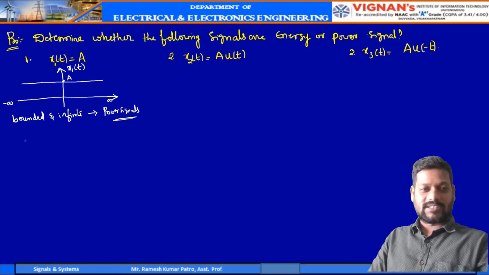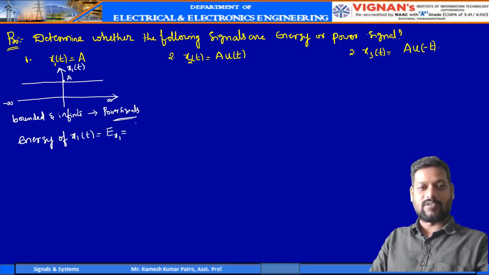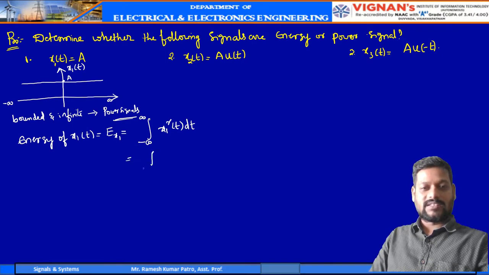We will find the energy of the signal. The energy of x1 of t, I will call it Ex1. As per the formula, it is the integral from minus infinity to infinity of x1 square dt. As it is a real signal, I am not writing the magnitude, modulus. The value of x1 between minus infinity and infinity is a, so it is a square dt.